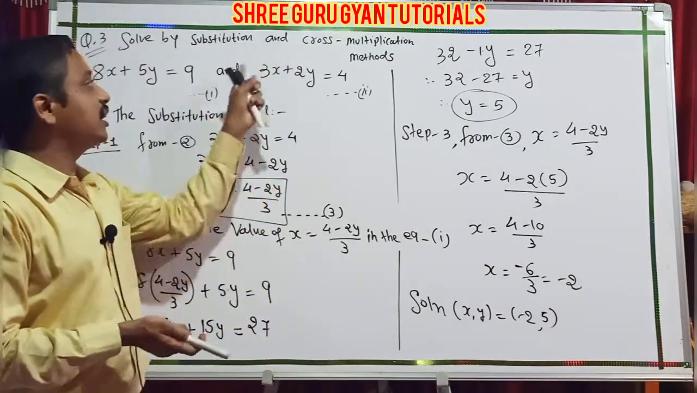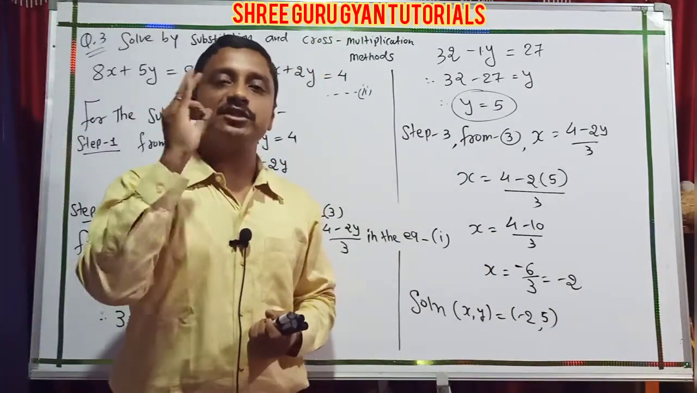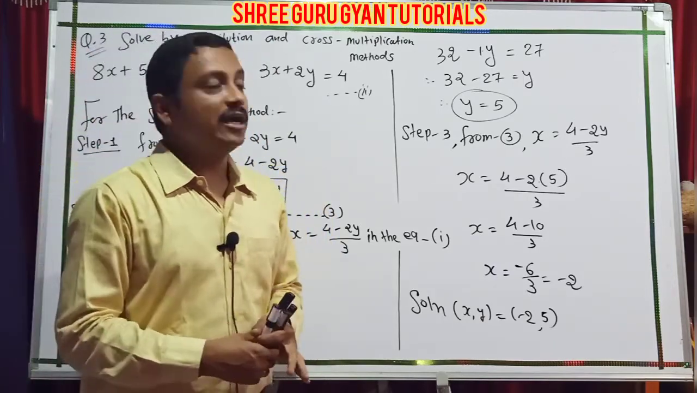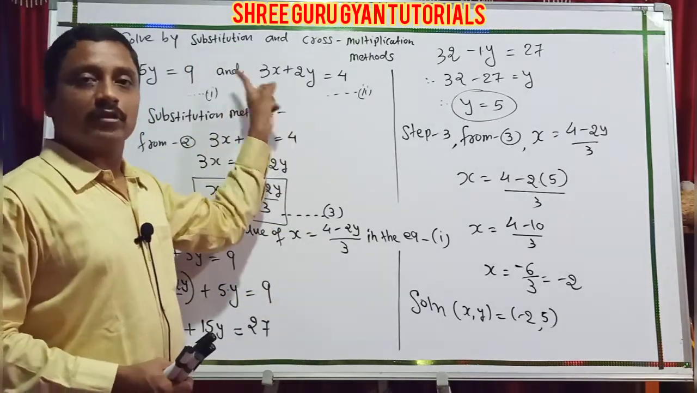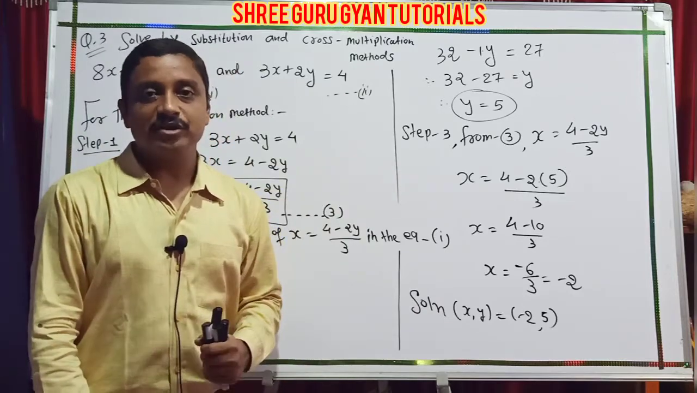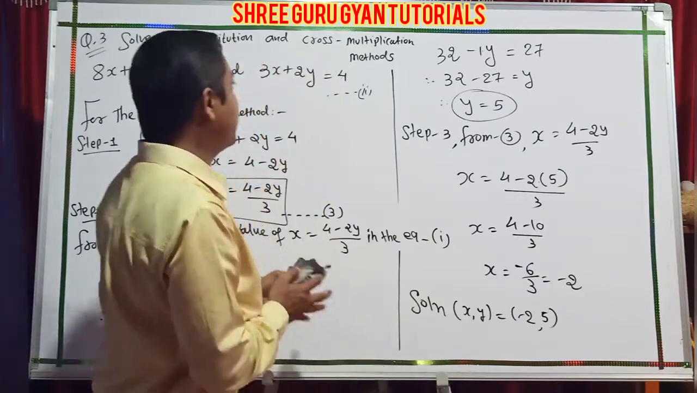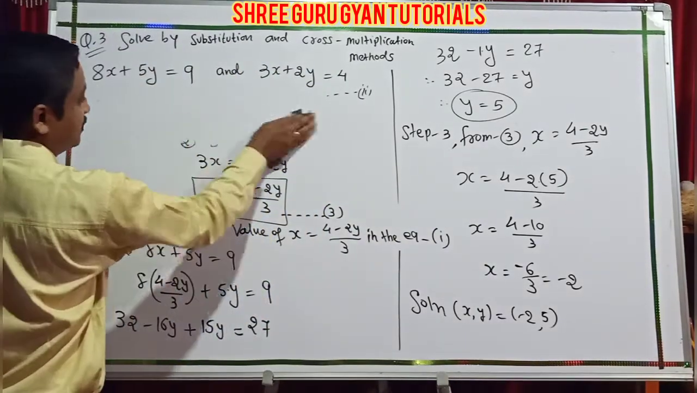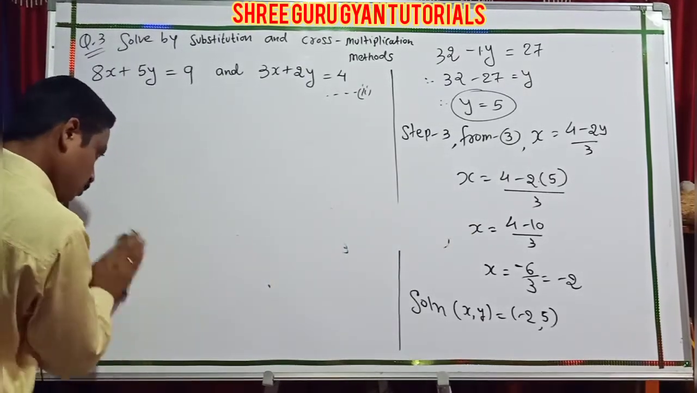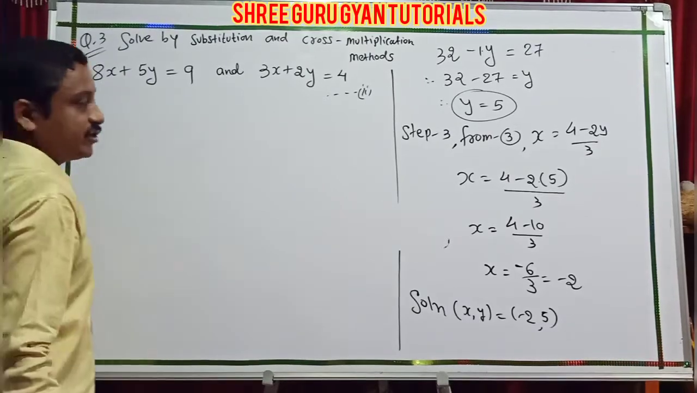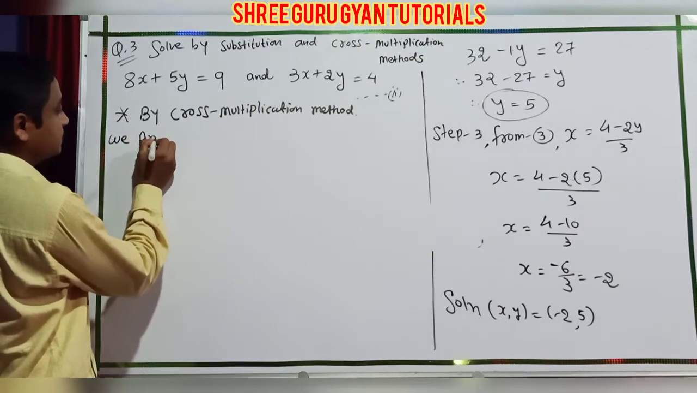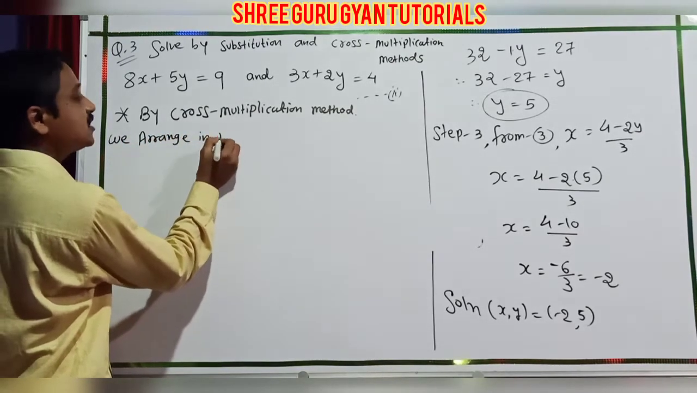And here students, your 1.5 marks are done by the substitution method. Now I start the cross multiplication method. In the exercise, the numerical is the same, but our method is different. The answer is the same. So now I start the same equations by the cross multiplication method. First of all, we arrange in the standard form.